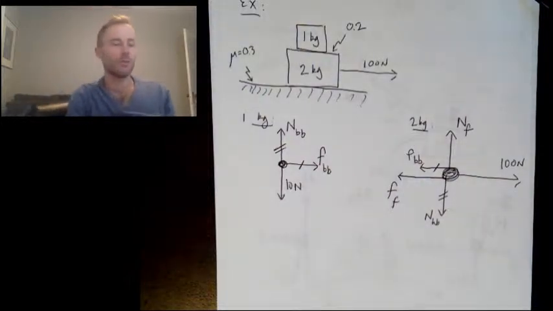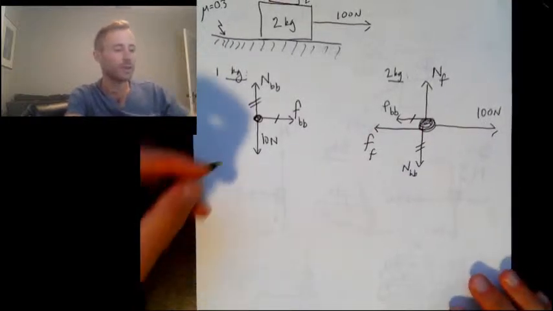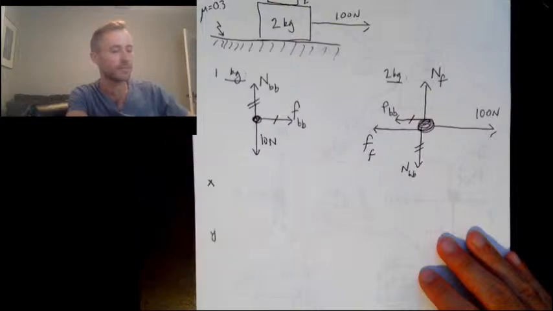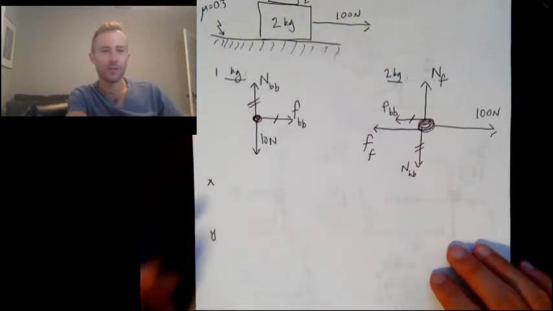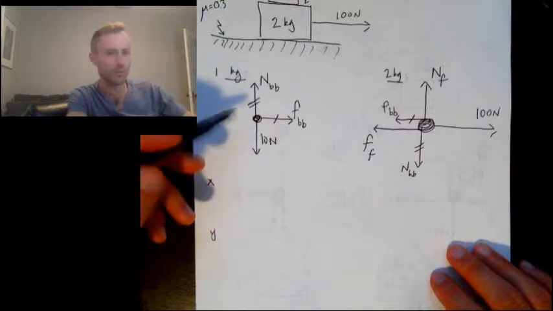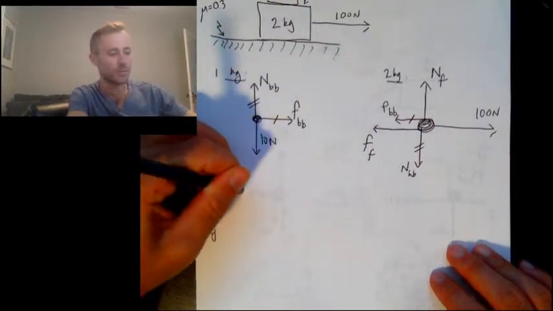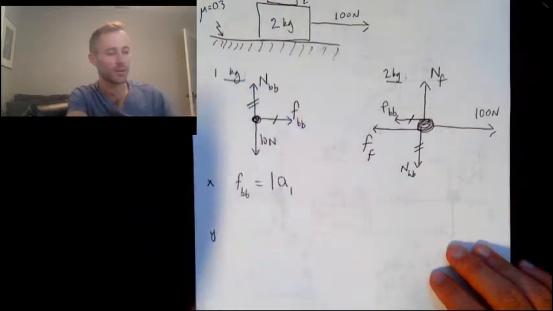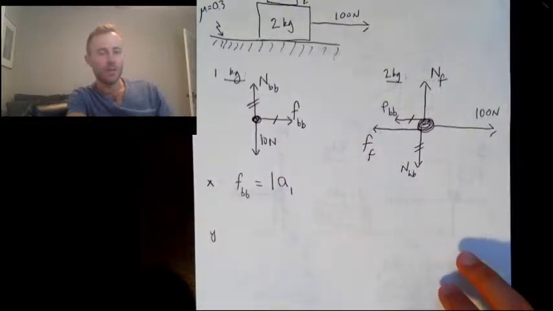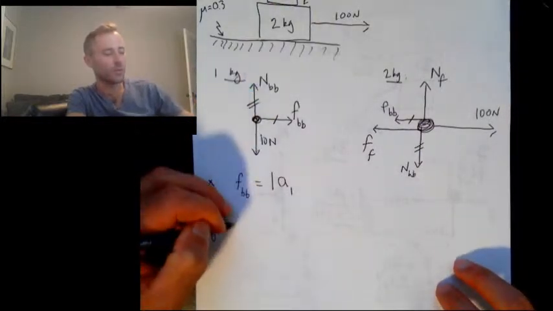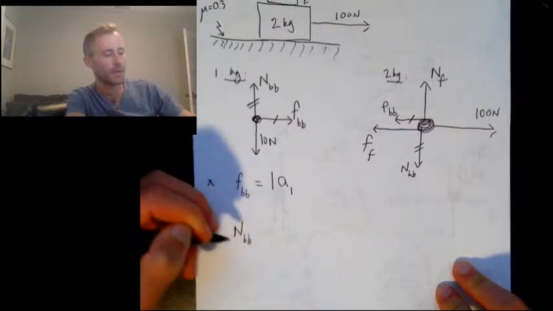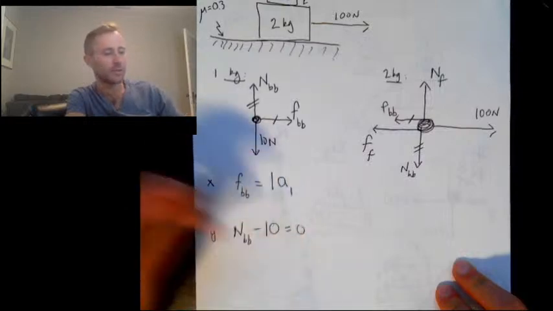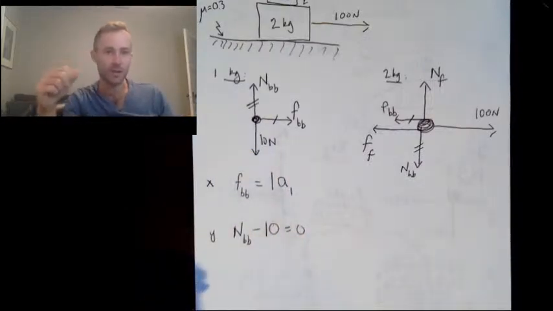So now what we want to do is Newton's second law in the x direction and in the y direction for each of these blocks. In the x direction for the 1 kilogram block, it's very simple. We only have friction. So we have F sub BB equals 1 times the acceleration of the 1 kilogram block. In the vertical direction, we have normal force between the blocks going up, and weight force going down, and that has to equal 0 because the 1 kilogram block is moving side to side, not up and down.